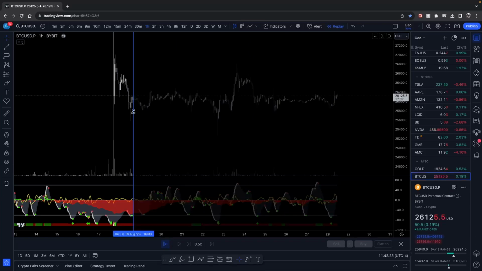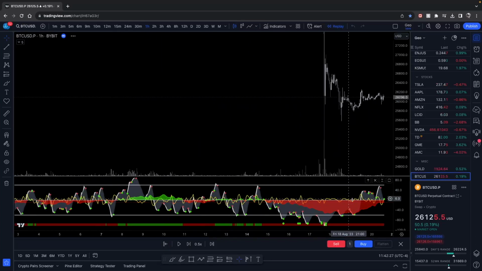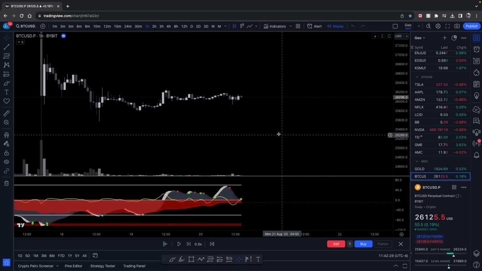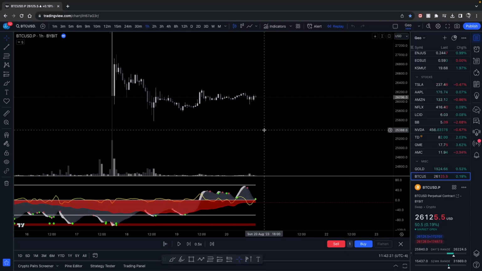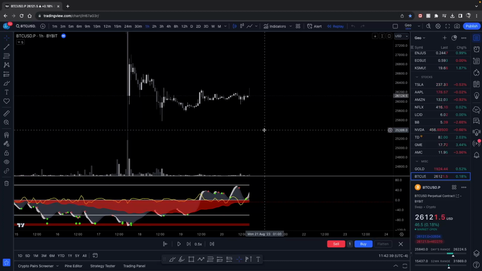Once you've decided that you want to enter based on the way that Market Cipher B looks, you're going to go in replay mode in the same moment, right? The conditions need to be the same. Market Cipher B needs to look the same. You're going to go into replay mode, and you're going to press next on the candle.